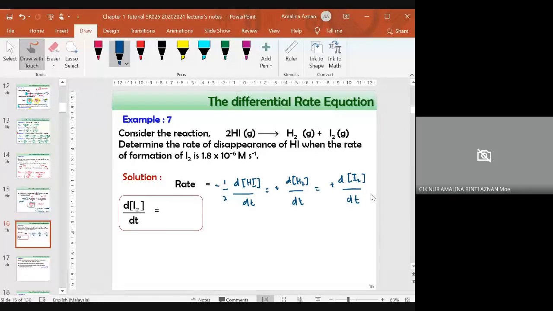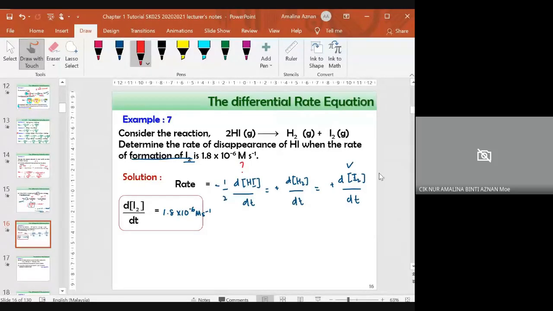Okay, so untuk rate of formation of I2, kita tahu 1.8 exponent negative 6 molar per second. Okay, so ini kita dah tahu dia punya value. Kita nak cari rate of disappearance of this.